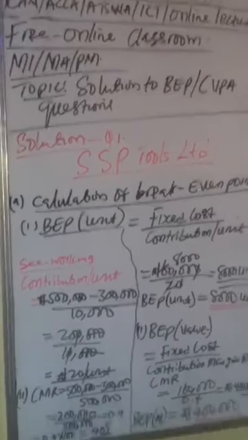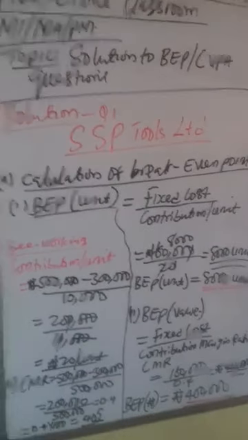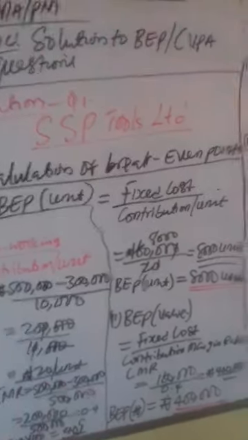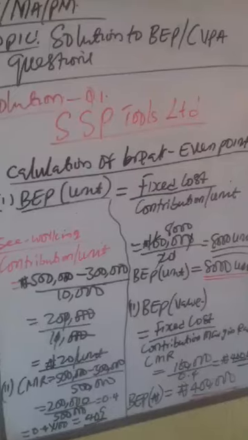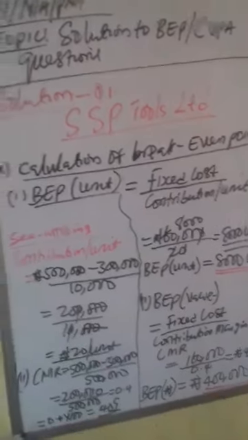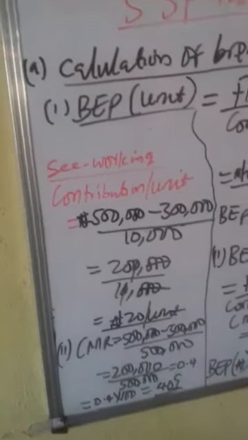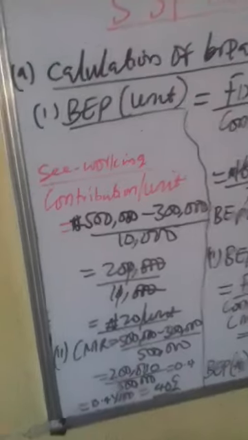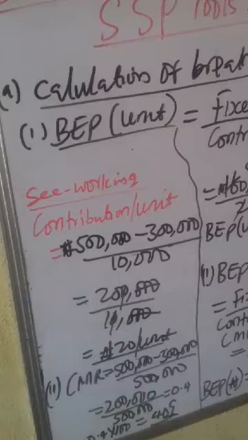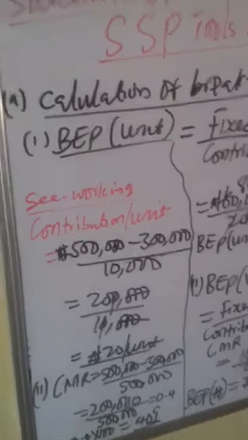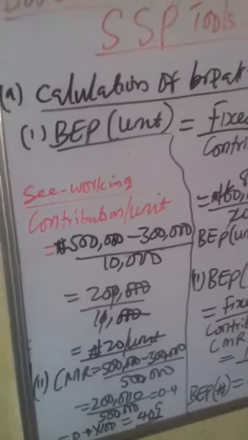Now, the first solution is determining break-even point in units. So I put the heading of the company, SSP Limited, calculation of break-even point in units. The formula is fixed cost over contribution per unit. And then I went ahead to show us the working. Contribution per unit is 500,000 naira, which is shown on the question, minus the variable cost, which is 300,000, all over the number of units that the company has projected to produce. That will give us 20 naira per unit.